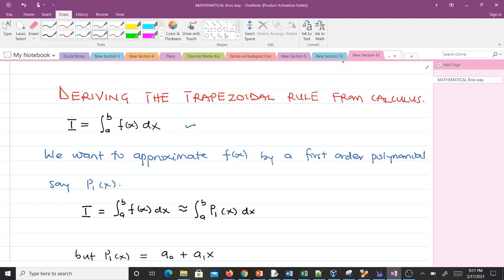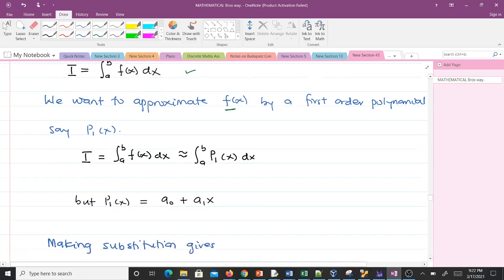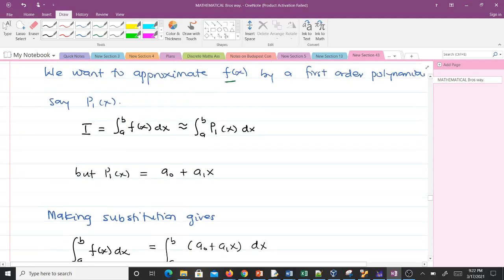You know, when it comes to the trapezoidal rule, the trapezium rule, we always approximate the integrand by a first order polynomial. You realize when you go to the Simpson's 1/3, we use a second order, and the Simpson's 3/8, we use a third order polynomial. So for the trapezoidal rule, we use a first order polynomial. Okay, so we want to approximate f of x by a first order polynomial, say p1 of x.